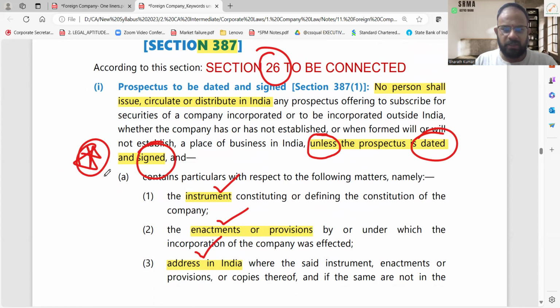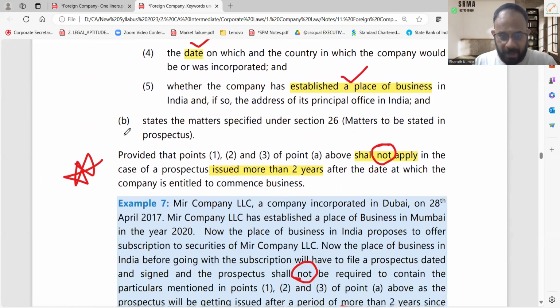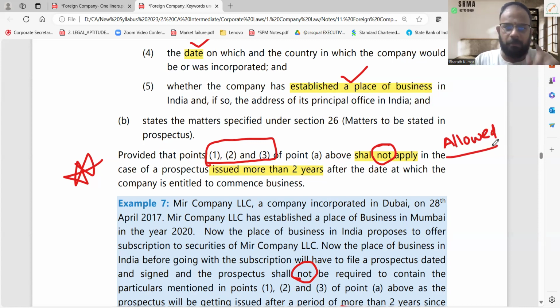We already covered that. In any instrument or any provisions, date, place of business, everything, but ensure, provided, this point is very important: provided 1, 2, and 3 above shall not apply in the case of prospectus issued more than 2 years after the date. Sir, can I issue a prospectus after 2 years from the date on which we have commenced? You can do. It is allowed. After 2 years of commencement also, you can issue prospectus. Allowed, no problem. But 1, 2, 3 points will not be applicable. What is 1, 2, 3?